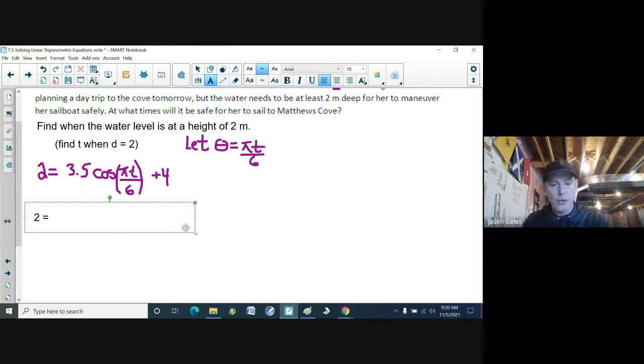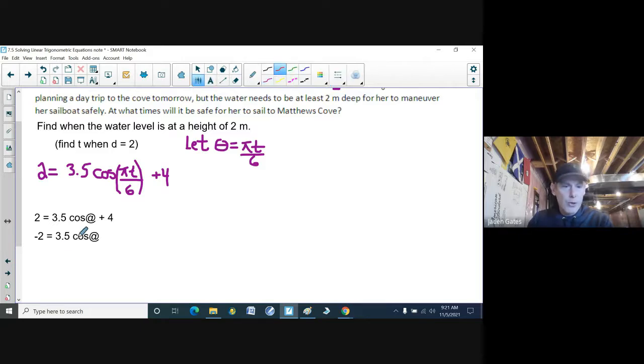So I got 2 is equal to 3.5 times cos of theta now, plus 4. Now I'm going to, again, get this cos ratio by itself. So I'm going to bring the 4 over to the other side. Of course, it'll become negative 4. So 2 minus 4 is negative 2, equal to 3.5 times cos theta. Then I'm going to divide both sides by 3.5.